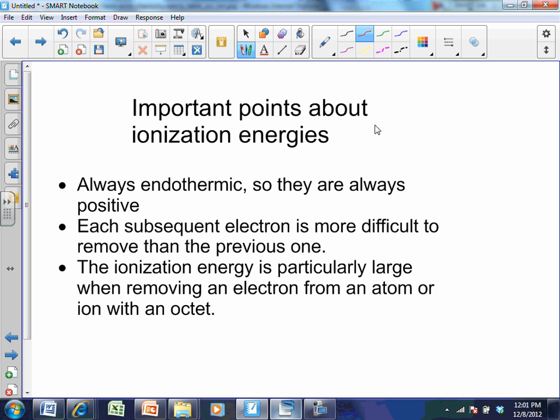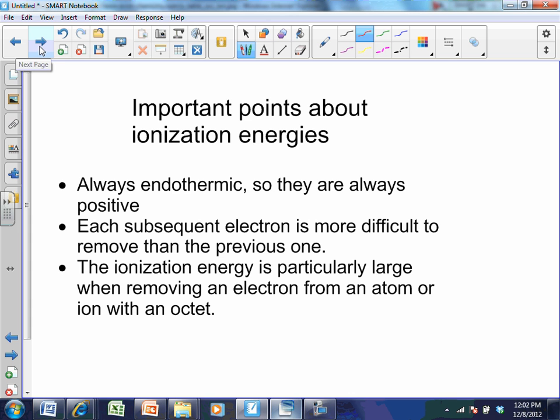Again, a common misconception is that a group 2 element will have a lower second ionization energy because it will result in having an octet, and that's not true. Even a group 2 element will have a more positive second ionization energy than first because the remaining electrons will be more tightly held. Point 3: the ionization energy is particularly large when removing an electron from an atom or ion that is isoelectronic with a noble gas, or that has an octet. So you will see large jumps in ionization energies when you are removing an electron from an atom or an ion that has an octet.